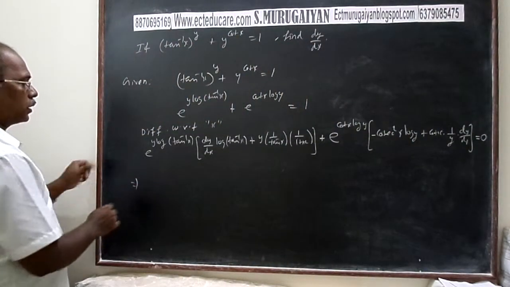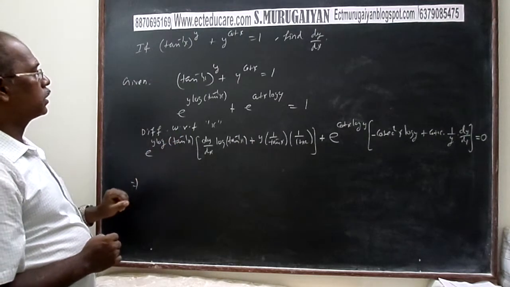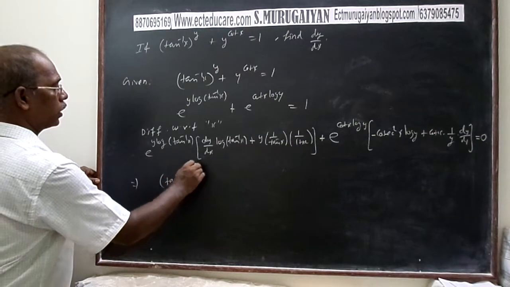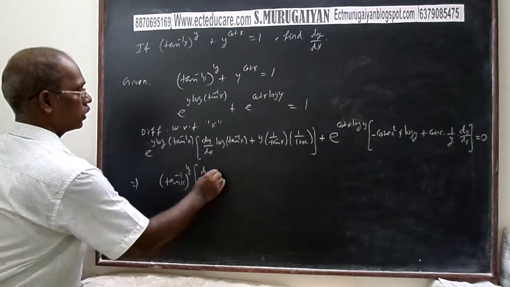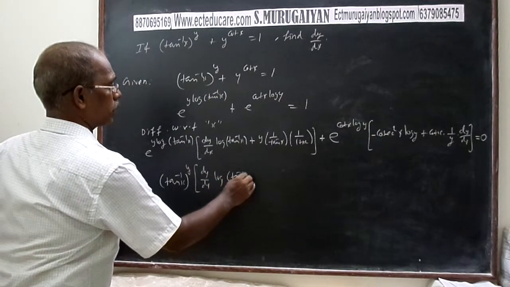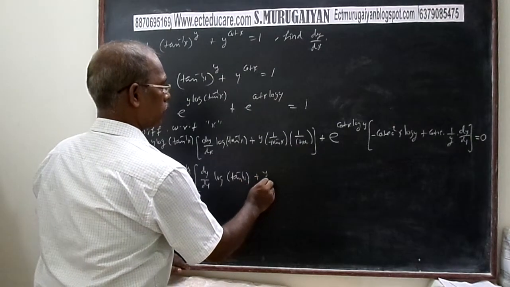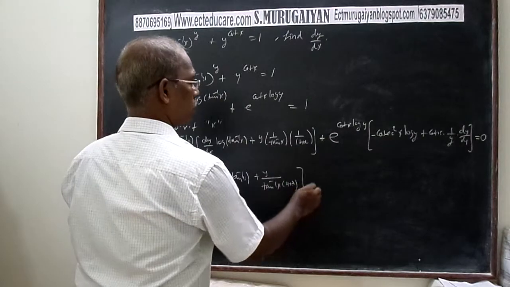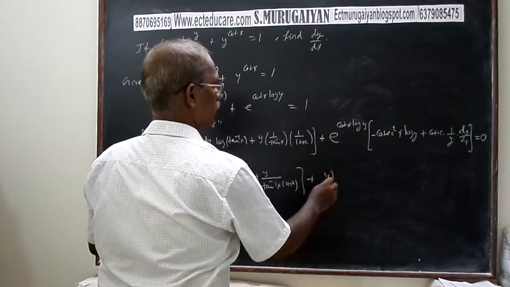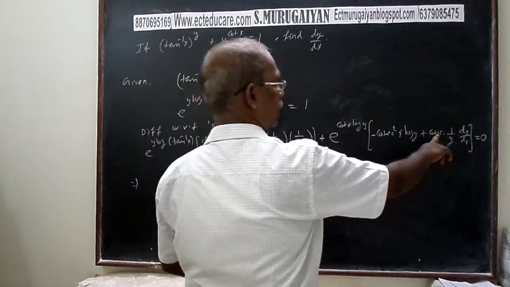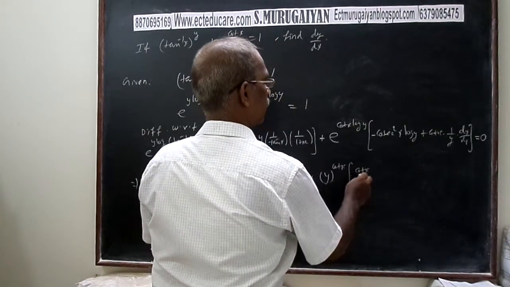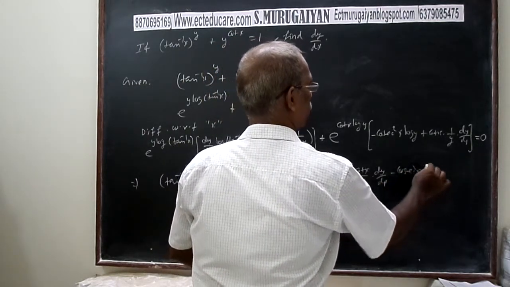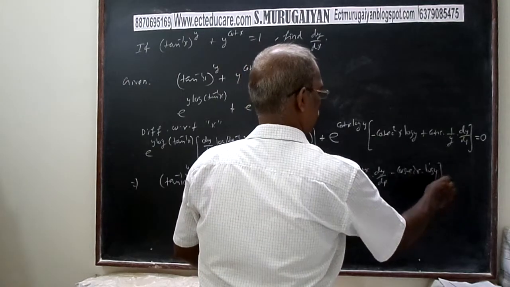This implies the first factor e power y log of tan inverse x can be written as (tan inverse x) power y. This is (tan inverse x) whole power y into dy by dx times log of tan inverse x, plus y divided by tan inverse x into 1 plus x square. The next one is y power cot x into, you can write first the positive value, cot x by y into dy by dx, minus cosecant square x into log y, is equal to 0.